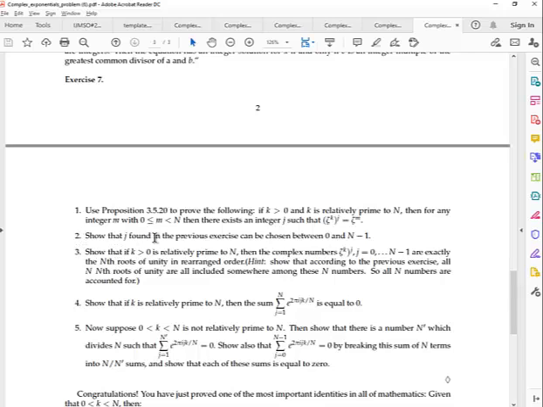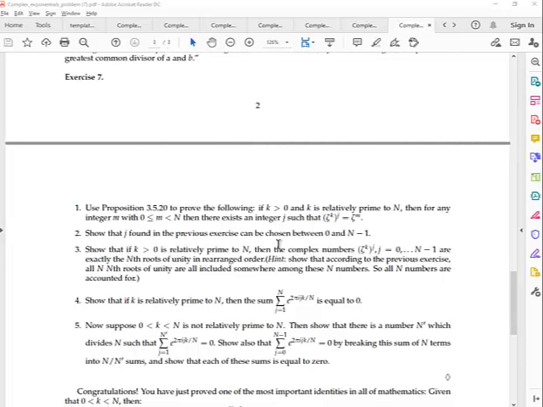Problem 2, show that j in the previous exercise can be chosen between 0 and n minus 1, and that's inclusive. It could be 0, it could be n minus 1. Okay. Number 3, show that if k is greater than 0 and relatively prime to n, then the complex numbers zeta k to the j, and there should be another parenthesis here. So what am I thinking? There is a parenthesis. Okay, j from 0 to n minus 1 are exactly the nth roots of unity in rearranged order.